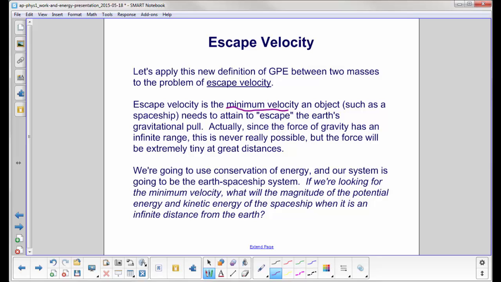Actually, since the force of gravity has an infinite range, this is never really possible, but the force gets really tiny at great distances pretty quickly. We're going to use conservation of energy, and our system is going to be the Earth-spaceship system. If we're looking for the minimum velocity, what magnitude of the potential energy and kinetic energy of the spaceship will we want when it is at an infinite distance from the Earth?